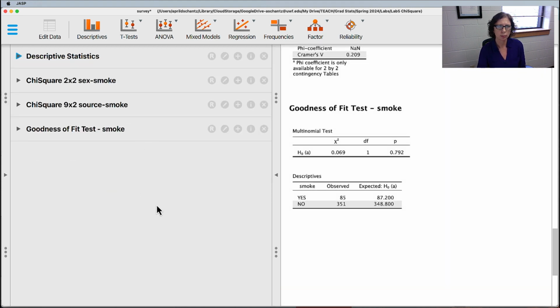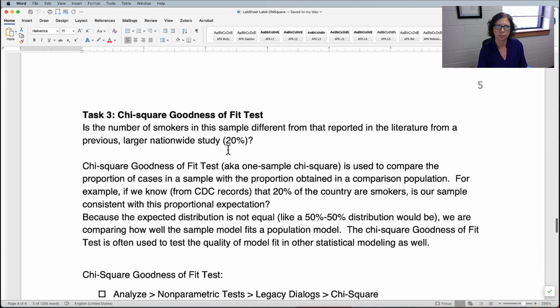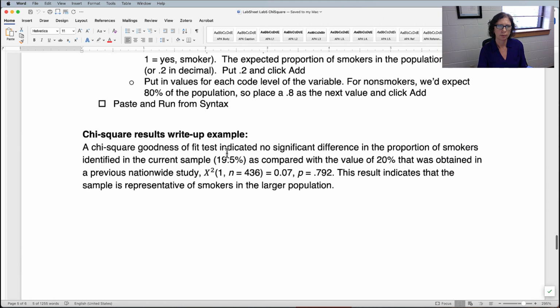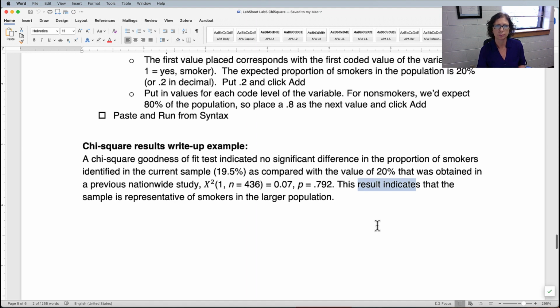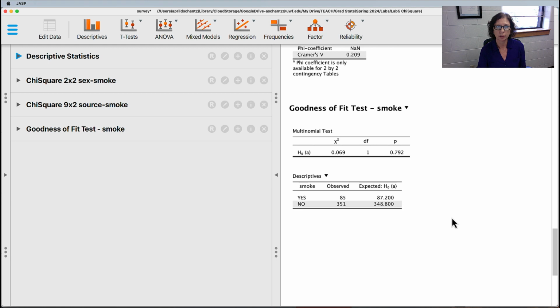So let's see what that one looks like in the write-up. There we go. A chi-square goodness of fit test indicated no significant difference in the proportion of smokers identified in the current sample, 19.5%, as compared to the value of 20% that was obtained in the previous nationwide study. And then there's our stats line for the chi-square. Interpreting, this result indicates that our sample is representative of smokers in the larger population. So that's good.